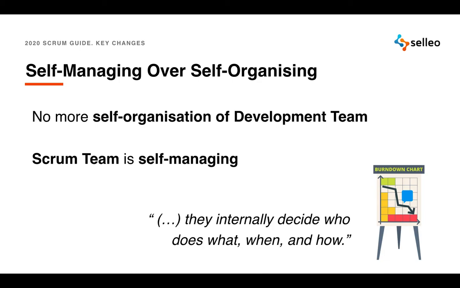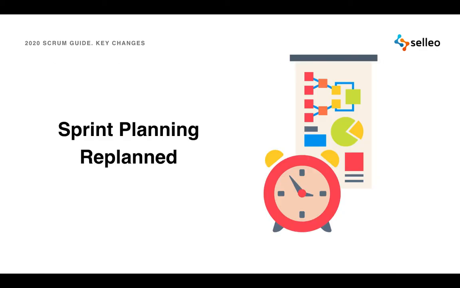Self-managing goes a step further than self-organization. You not only organize the work anymore, it gives the Scrum team more responsibility and, as such, removes it from managers. Since 2017, we were talking about two parts of the sprint planning session, the what and the how part. Now we have three equally important topics to cover.